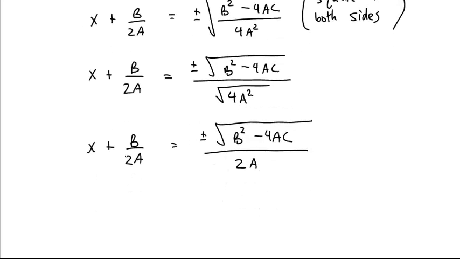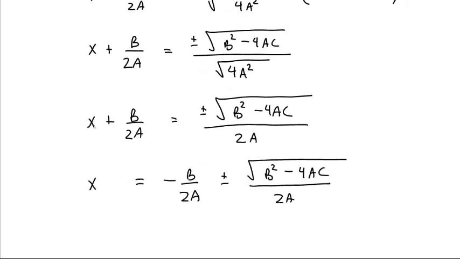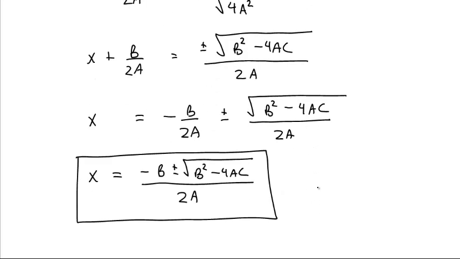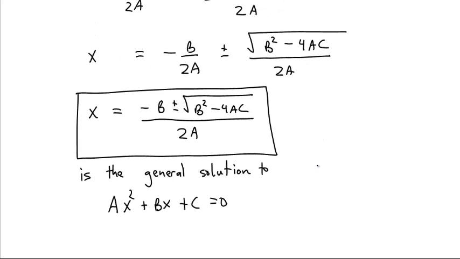And then you can subtract b over 2a from both sides. It disappears over here. It becomes a negative b over 2a. We tend to put it in the front over here. X is negative b over 2a plus or minus this whole thing. We have two fractions. We already have a common denominator, so we can just combine these and get x equals negative b plus or minus the square root of b squared minus 4ac all over 2a. And that is the general solution to any ax squared plus bx plus c equals 0.